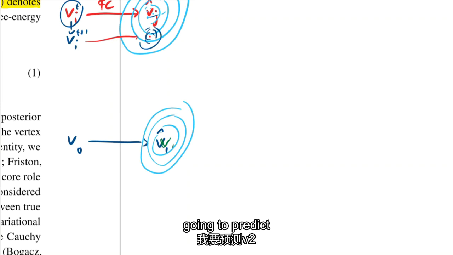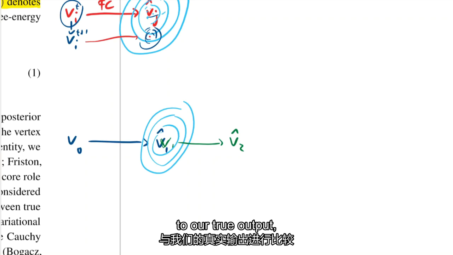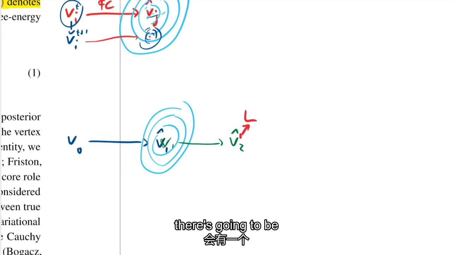And then I'm going to predict V2, okay? And V2, let's say that's already my output layer. And this is my guess of V2. But now we're going to compare V2 to our true output, what we desire, our label L, and there's going to be an error, okay? So there's going to be an error right here.